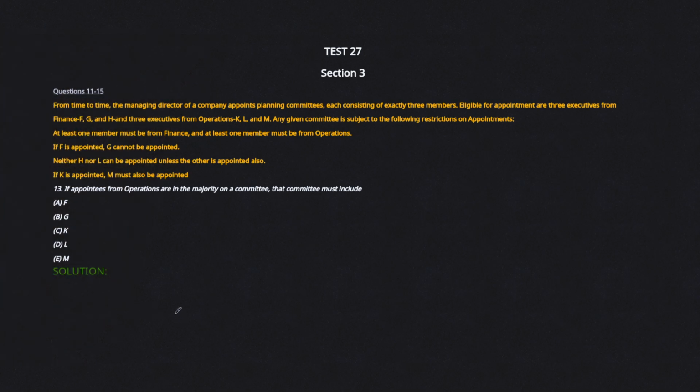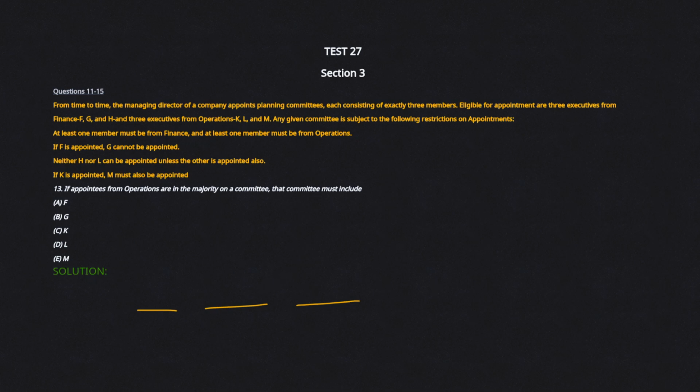Okay, moving on to question number 13. If appointees from operations are in the majority on a committee, that committee must include. Okay, let's go with 3. Now, we need at least 2 out of K, L, M to be in the committee.